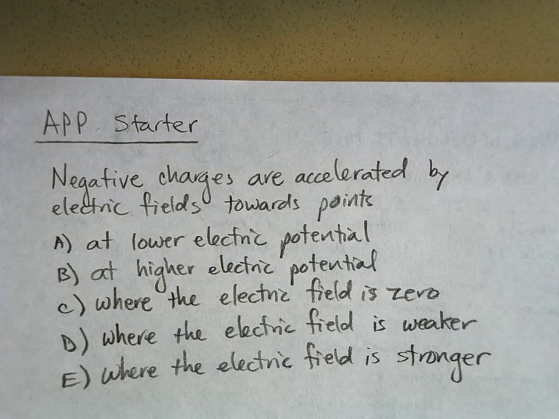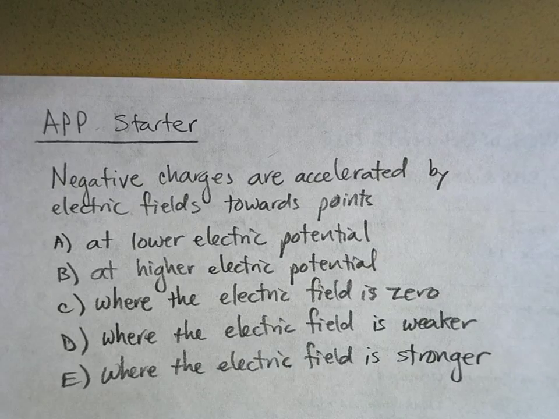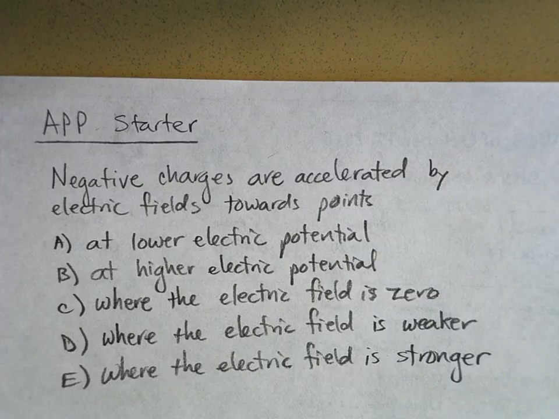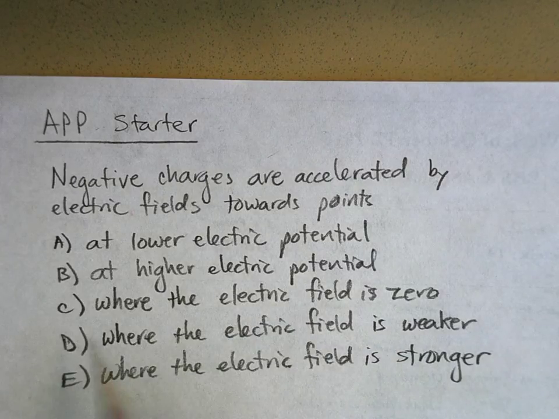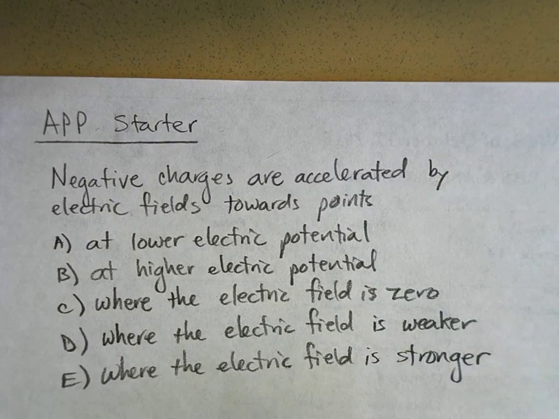Okay, let's look at this starter. We got a negative. It says negative charges are accelerated by electric fields towards points at lower electric potential, at higher electric potential, where the electric field is zero, where the electric field is weaker, where the electric field is stronger.